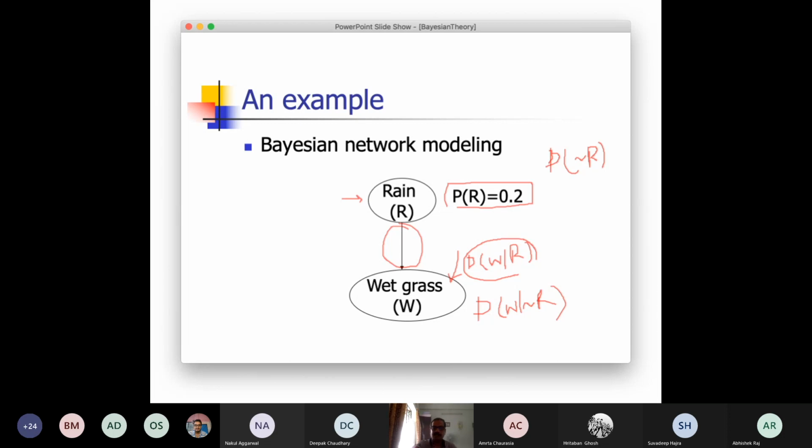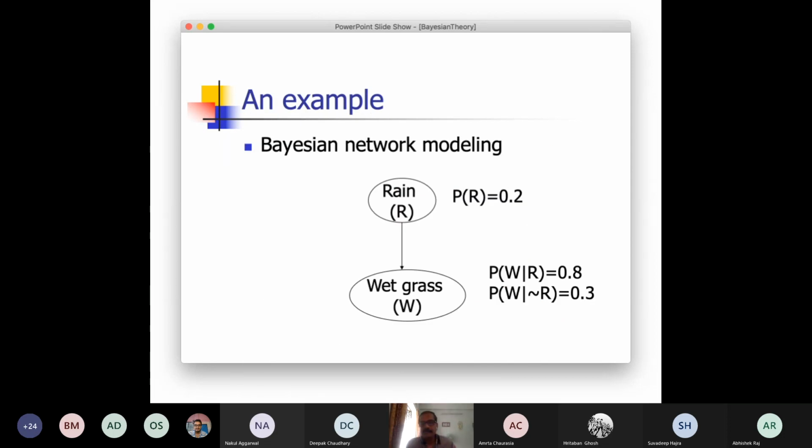In the topology, there are 2 nodes and 1 edge, but you require 3 parameters, right? So let me proceed with this example. These are the independent parameters which are provided here, and other parameters are dependent on them, like the probability of not having rain, or not having wet grass if it rains, or not having wet grass if it does not rain.